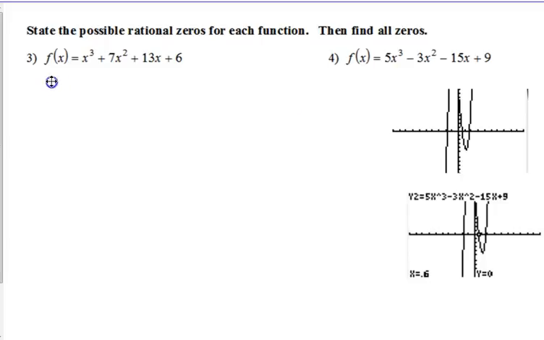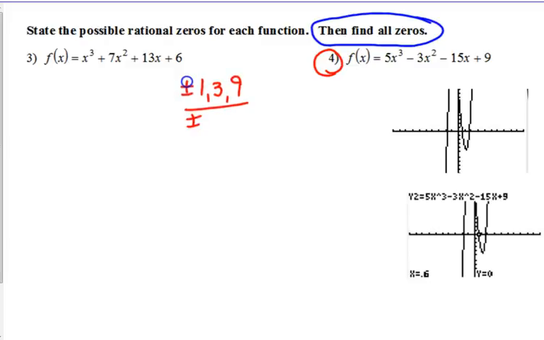All right, on 3 and 4, it says find all zeros. That means even if they're irrational. So for question number 4, the factors of what over what? 9 over 5 give me 1, 3, 9, 1/5, 3/5, and 9/5. I graphed it. Notice that's the second step to all of these, okay? I graphed it and I found a rational zero, a nice one.